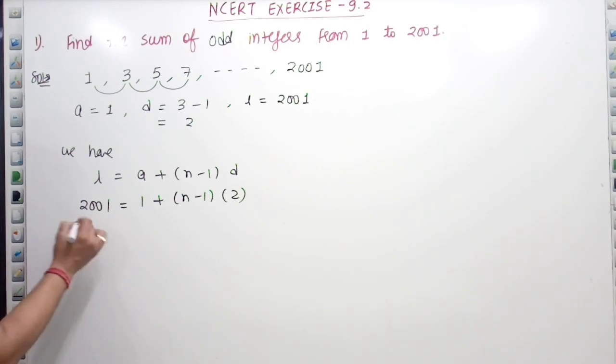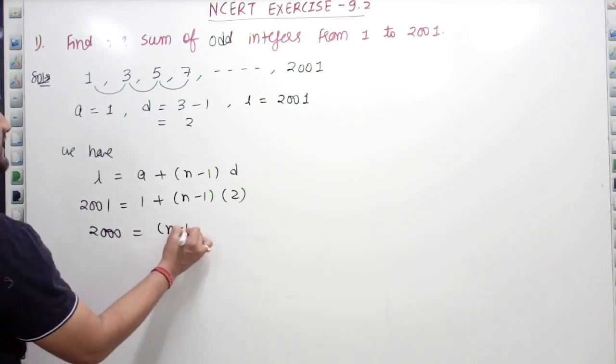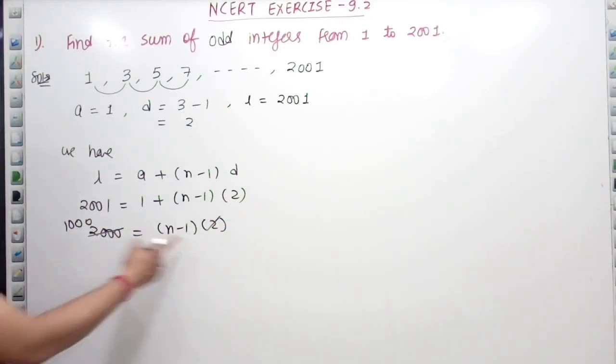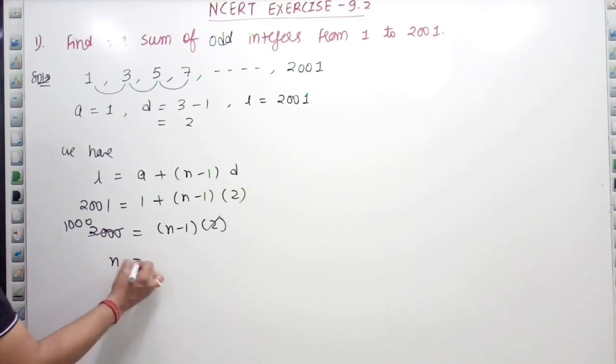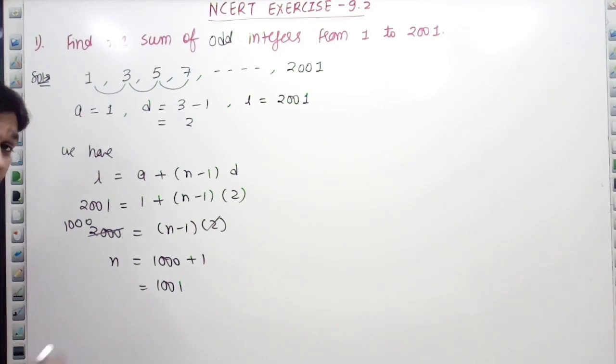Now I will subtract this 1. 2001 minus 1 gives 2000 is equal to n minus 1 into 2. Now 2 into how much is 2000? 1000, right? And 1 I will take to the left hand side. n equal to 1000 plus 1, that is 1001.